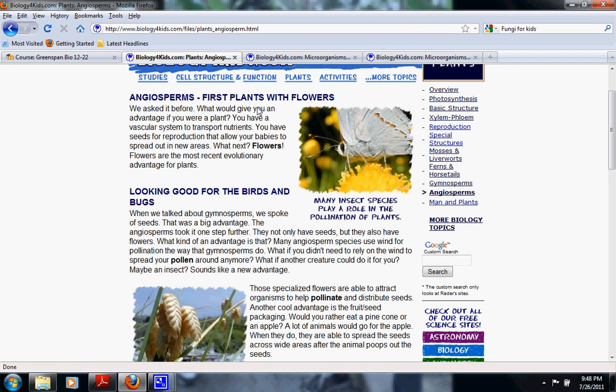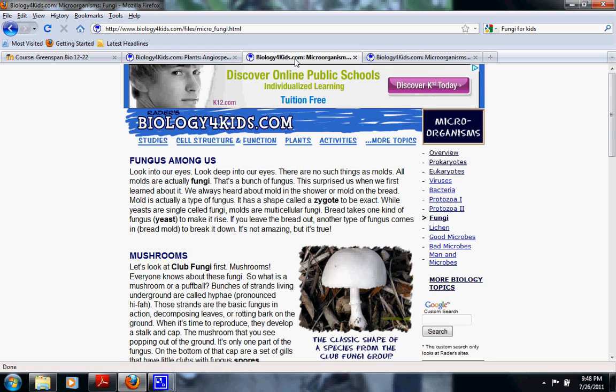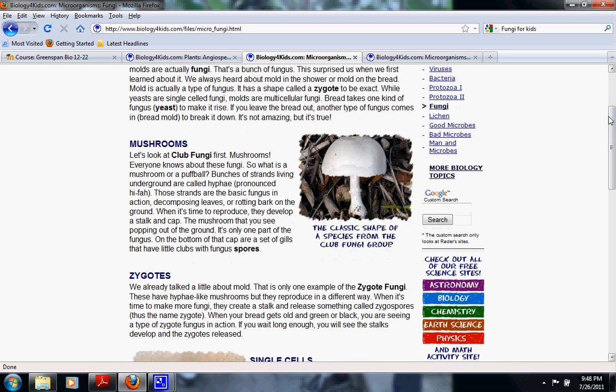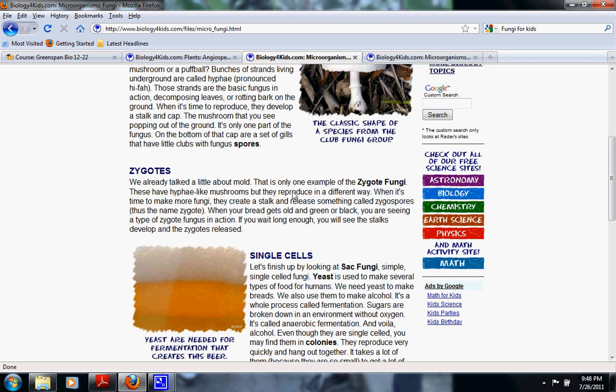So when you go to the Moodle site and you see the fungi, you'll see that the club fungi include the ones with a stalk and a cap. So mushrooms are the best example of that. And we're going to look at those in class too. The second kind are called zygote fungi. These are the kinds that create what we call mold. You guys are probably used to seeing maybe fruit mold or bread mold, and sometimes mold on a carpet. And that's called the zygote fungi.